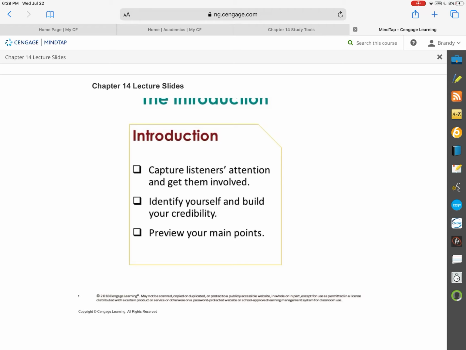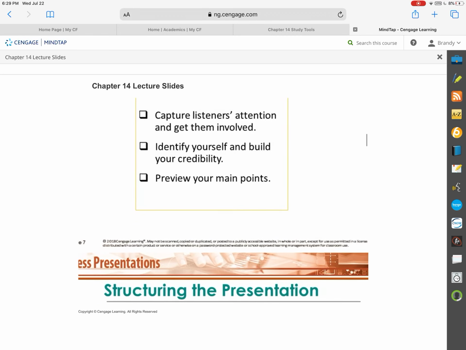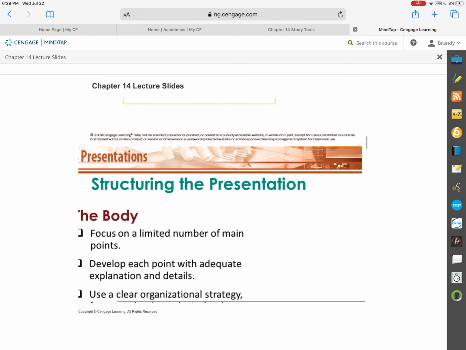We are redundant on purpose because it is a scientific fact that the more you say something, the better chance that people will remember it. So we say, hey, here's what I'm going to talk about. Then I talk about it, and then I remind them about what I talked about. So that happens in the introduction, that preview of your main points.